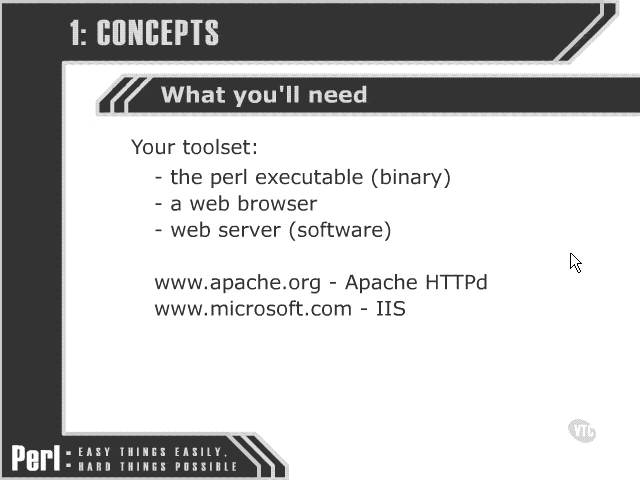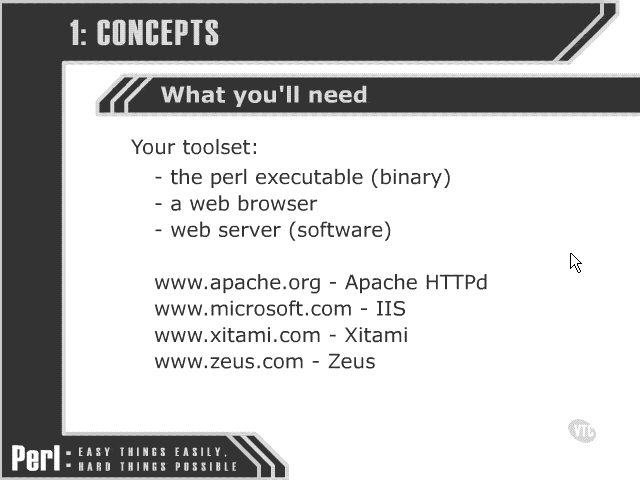If you're running Windows, you might want to consider Microsoft's IIS. I should point out, however, that Apache is available for both the Windows and Unix operating systems, and also for the Mac as of OS X. Zitami is another open source web server software, very small footprint, very fast. And there are also a raft of other commercial products such as Zeus, which I believe is one of the fastest web servers in the world.